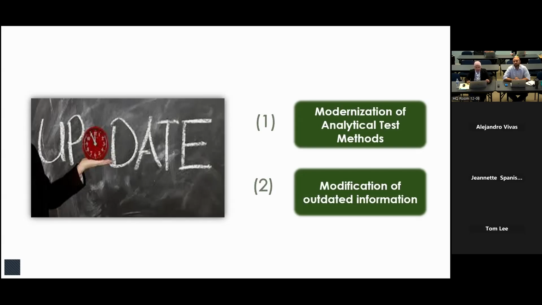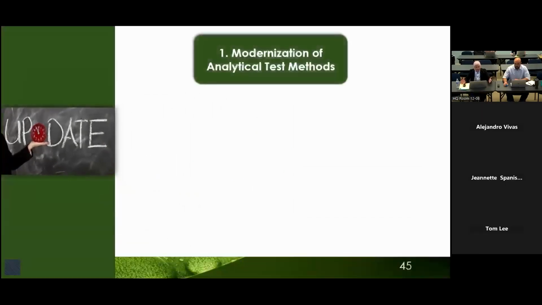The first set of updates is about the modernization of analytical test methods, and the second set of updates is about the modifications of the information which is either old or outdated. This is a great chance to learn about these important changes, their impacts on public health, and the efforts to keep California's regulations up to date. Let's discuss these updates one by one.